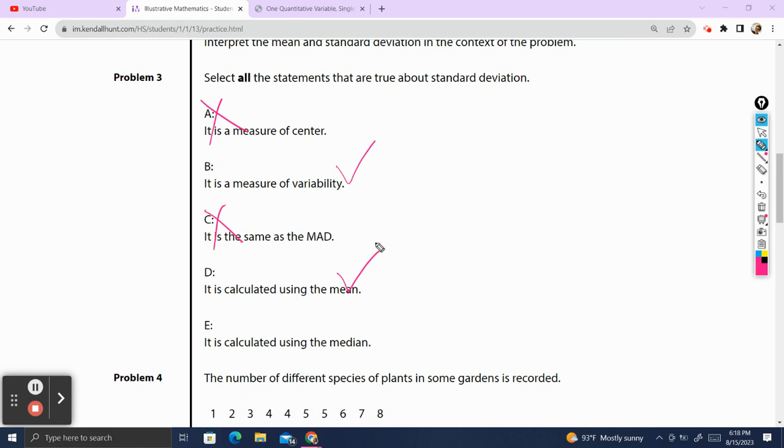E, it is calculated using the median. No, you do not use the median to calculate the standard deviation. We use the mean. It is the distance from the mean, not the median.